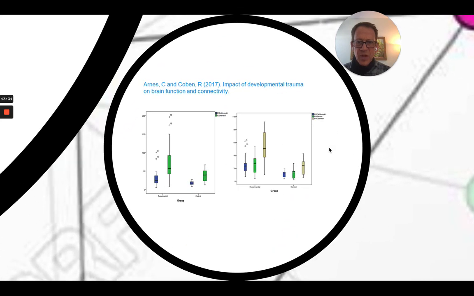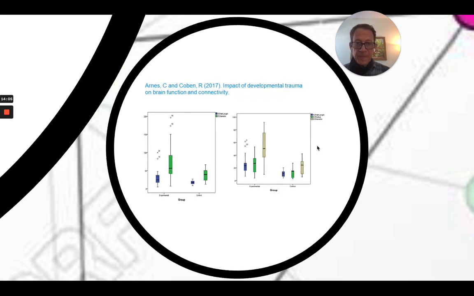This was a study we did back in 2017 when we looked at a group of controls compared to those who had developmental trauma in childhood, and showed, based on graph theory analyses, that the developmental trauma group had much greater dysfunction in connectivity, but especially in what we call the diameter, which is long-range connectivity over these periods of time, similar in some ways to what we saw in the autism example as well.